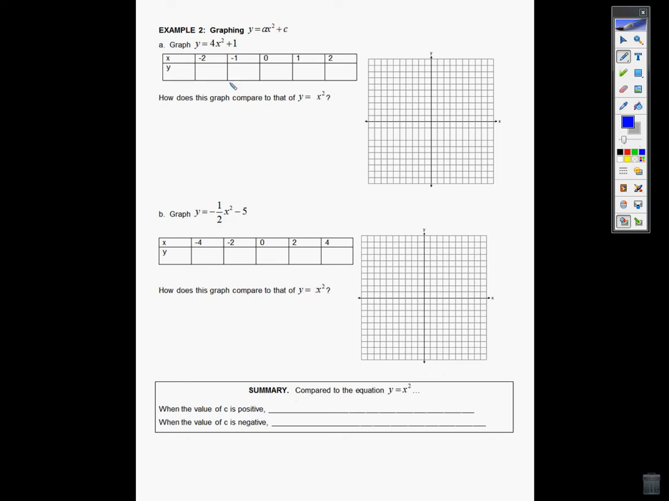Alright, so hopefully you've taken care of example 2, A and B, and I'll check over those in class. But in summary, compared to the equation y equals x squared, when the c value is positive, the graph shifts upward. And when the c value is negative, the graph shifts downward. Nice and easy, right? Nothing too complicated.